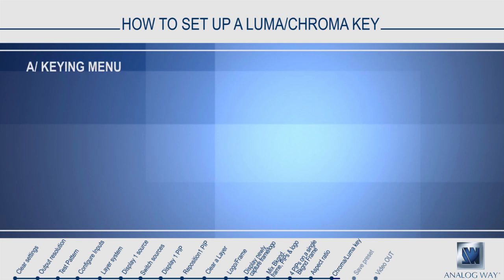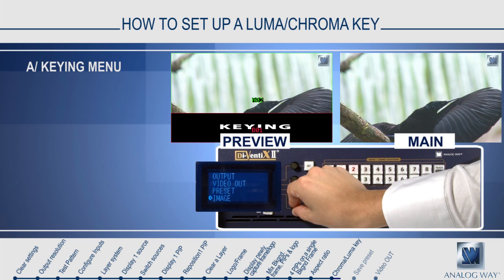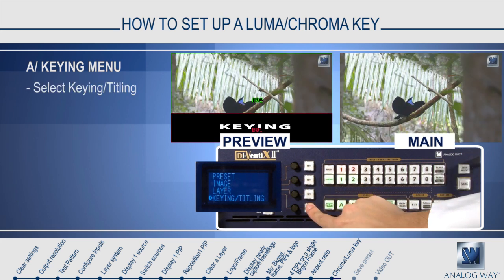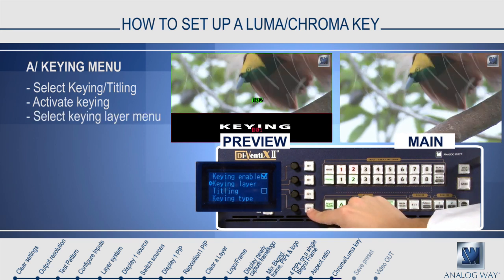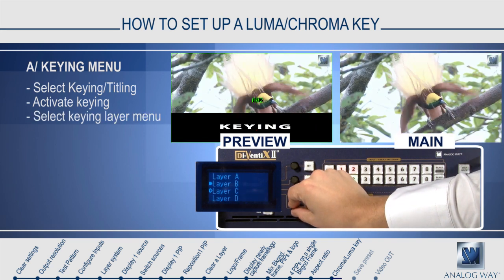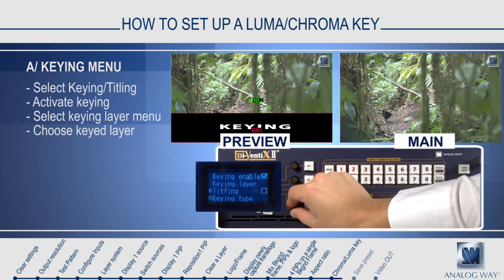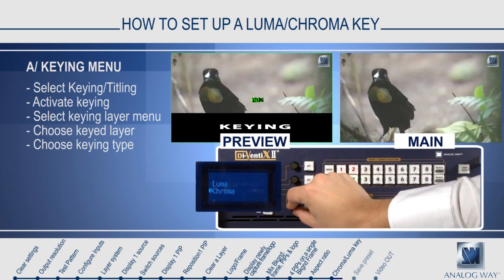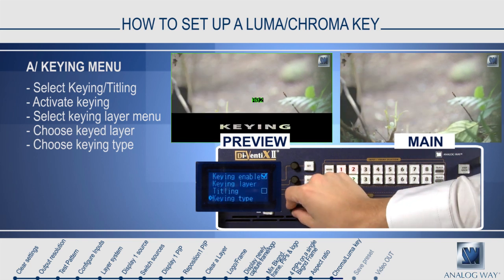To configure your keying, use the Keying menu. Press Menu and scroll down to Keying and Titling. Then check the box that says Keying Enable to turn on keying. Confirm your layer under Keying Layer. Then select Keying Type and choose between LUMA and CHROMA. Today we'll be using LUMA as we're keying away white and black.